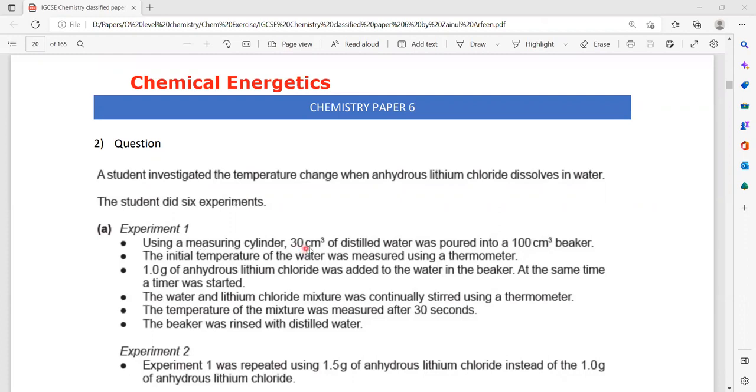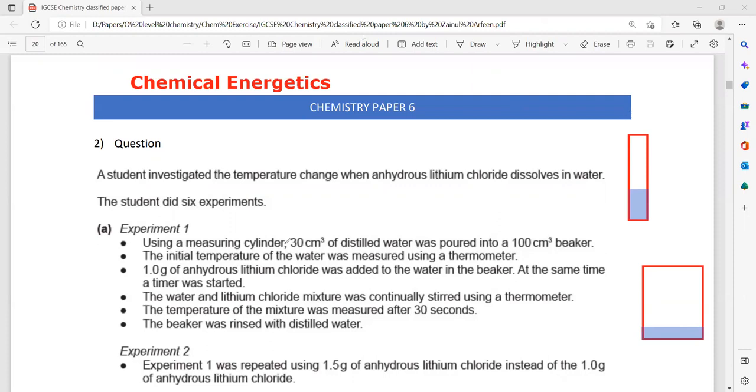using a measuring cylinder, 30 cm cube of distilled water is poured. So the student used a measuring cylinder and filled it with 30 cm cube of distilled water, and then poured it into a large beaker which can hold a maximum of 100 cm cube. But he just transferred 30 cm cube from the measuring cylinder to the beaker.